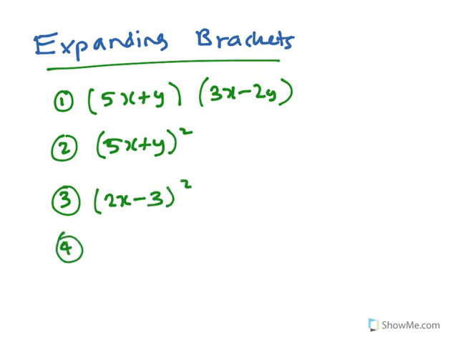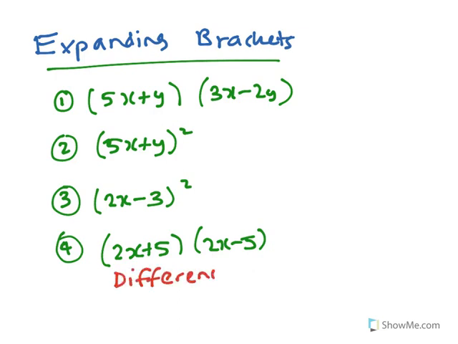that'll follow a pattern. They're called perfect squares. If you've got, say, 2x plus 5, 2x minus 5, so you've got the same thing but different signs, they are called the difference of two squares. So that's the difference of two squares. And this one here is, they are perfect squares.